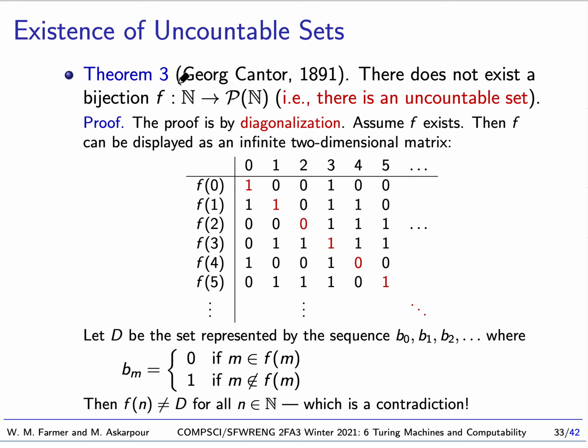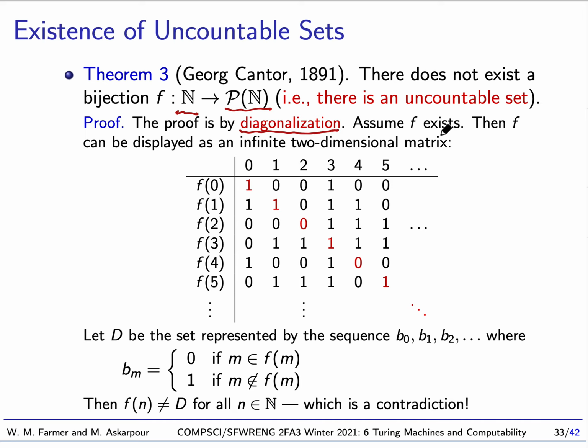Okay, so what does Theorem 3 say? This is a theorem that was proved by Georg Cantor, 1891. It says there does not exist a bijection from the natural numbers to the power set of the natural numbers. So that's the set of all subsets of the natural numbers. Since there's no possible bijection, and we know that the power set is of size at least the same as the natural numbers, this says that this set must be uncountable because there's no bijection. So we want to prove that there is no bijection. And as I said, this proof is by diagonalization.